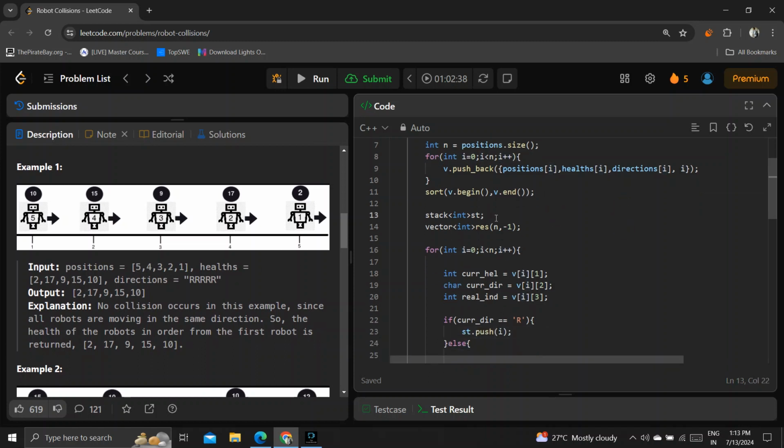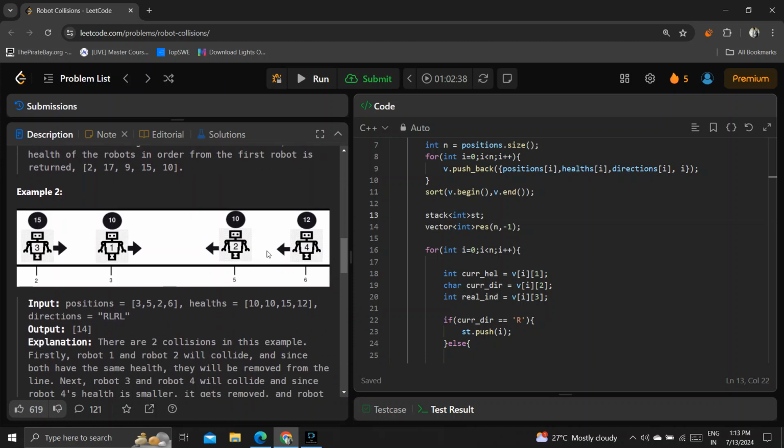Now I am taking one stack. Why am I taking this stack? Because we have to do collisions. When we have to collide, we will simply push the values onto the stack when the robots are moving right, and whenever any robot comes from the left, we will compare it. If this robot contains smaller health, then this will be popped out, and we will push this particular robot. Otherwise, we will not push this robot. We will remove it, and we will collide it with this one.